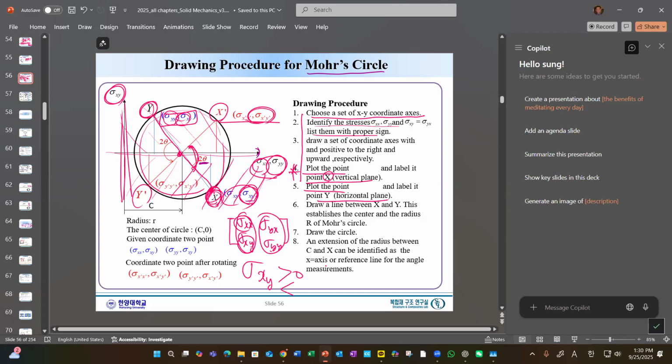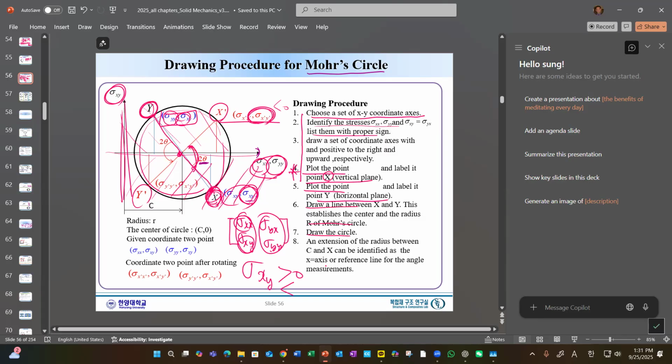Then what does it mean? This will be a negative, because again the sigma XY is positive. Then X will be a lower negative zone, the lower in X sigma XY. And the positive sigma XY for the Y point will be the upper zone.